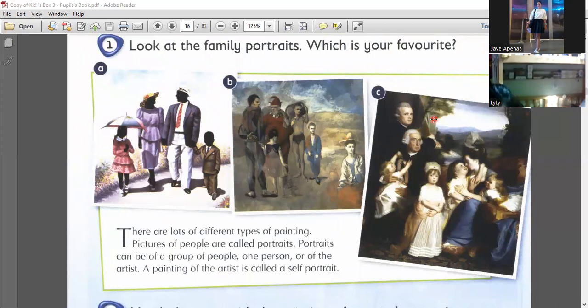Again, three children with grandfather, mother, and father. So there are two wearing hats. One has flowers on the hat. Which letter is it? A, B, or C? Look for three children in the picture. Which one? How many children are there in letter C? Is it three? Are you sure it's letter C?